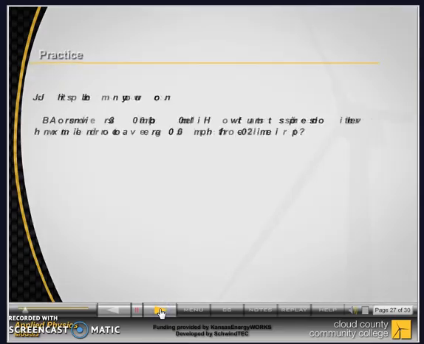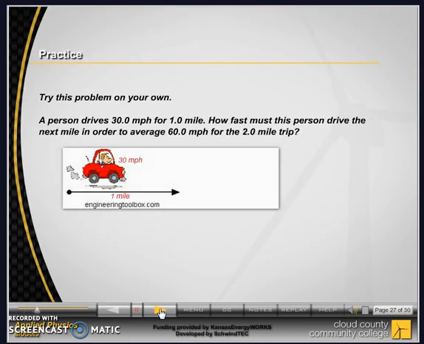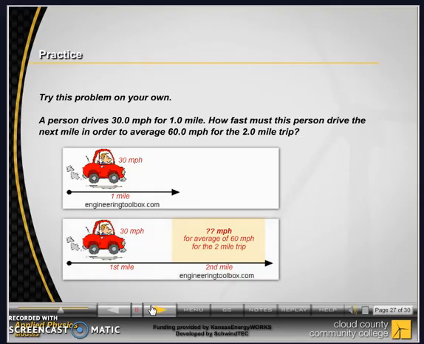Try this problem on your own. A person drives 30 miles per hour for 1 mile. How fast must this person drive the next mile in order to average 60 miles per hour for the 2-mile trip?